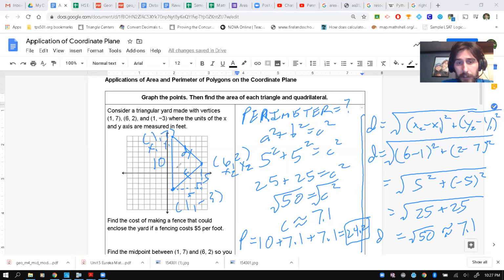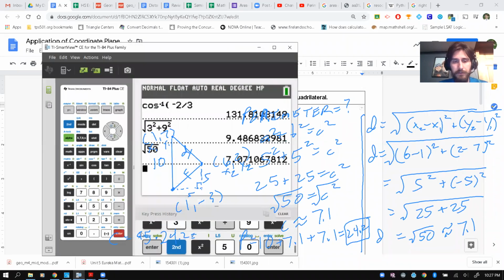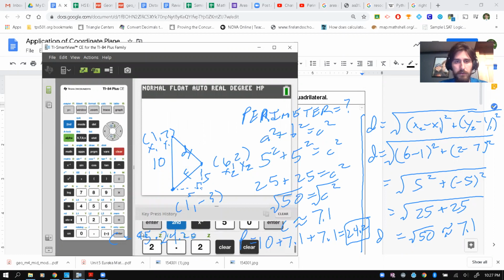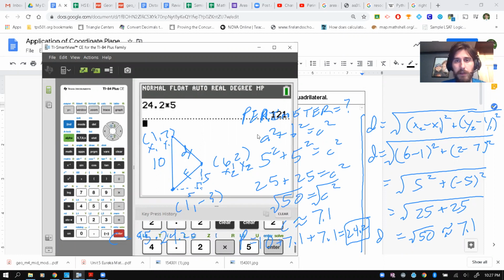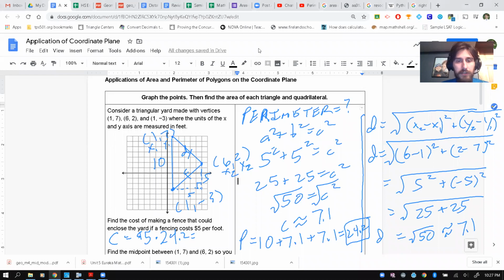So if our perimeter is 24.2 and it costs $5 per foot, then the total cost would be $5 times that 24.2, or what would that be? Would that be 97? 24.2 times 5. No, 121. Oh yeah, I was thinking times 4. $121 is how much this fencing is going to cost us. Yay.